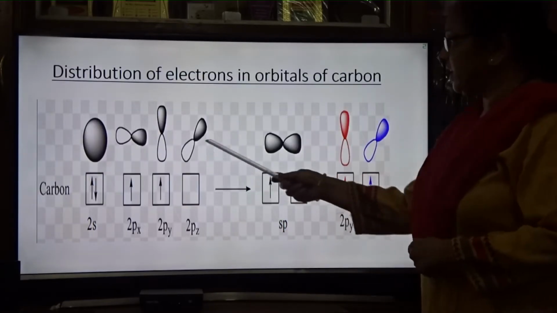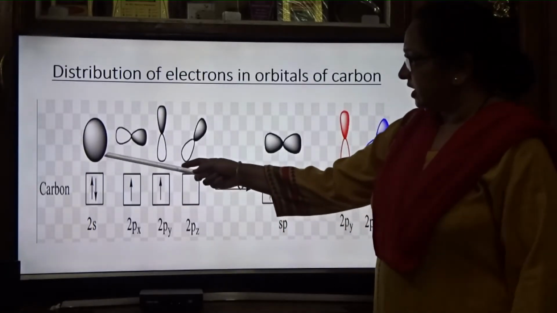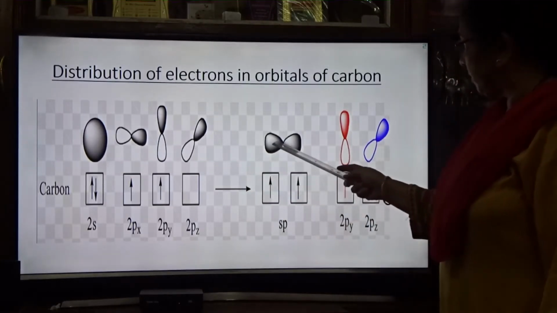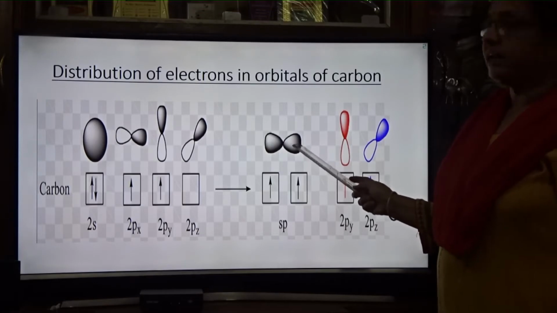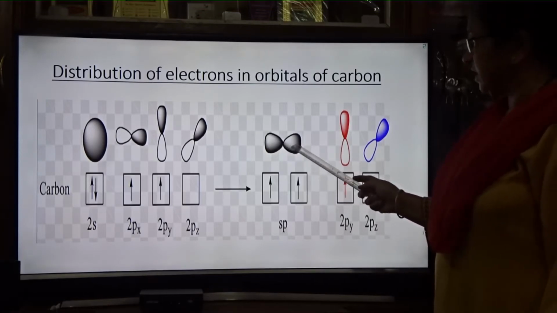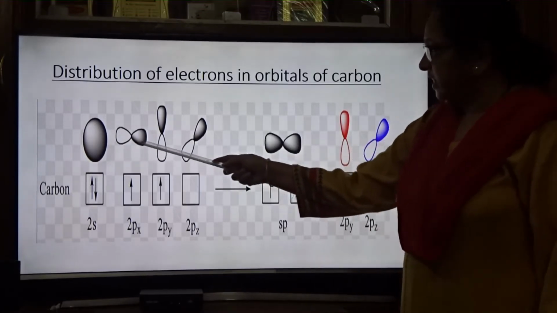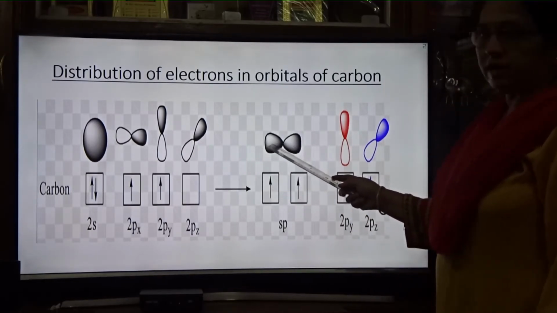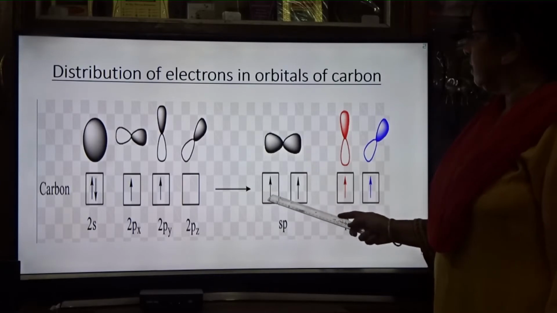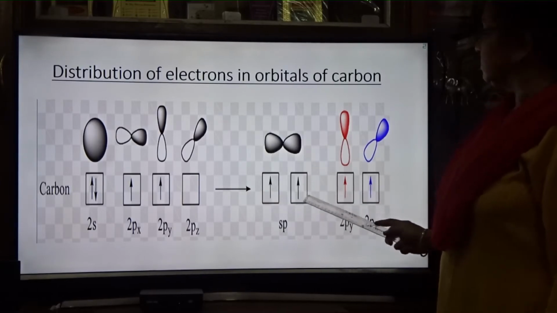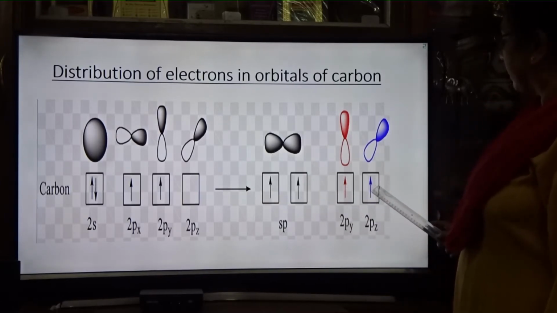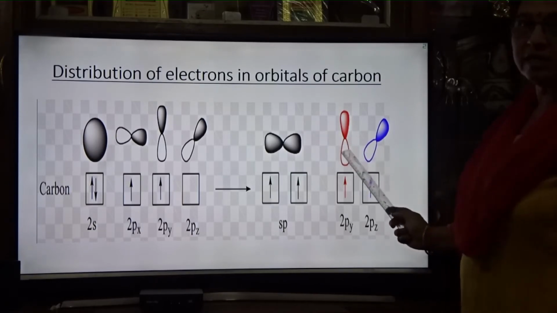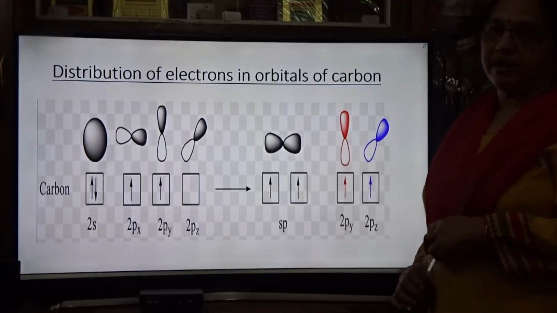Here orbitally we are seeing that the shape of the s orbital is spherical and the p orbitals are dumbbell in shape. After hybridization they form 2 hybrid orbitals of equivalent energy and the same size. Before, one was rounded and the others dumbbell shaped. Each hybrid orbital will have only 1 electron, and 2py and 2pz have 1 electron each and are not involved in hybridization.